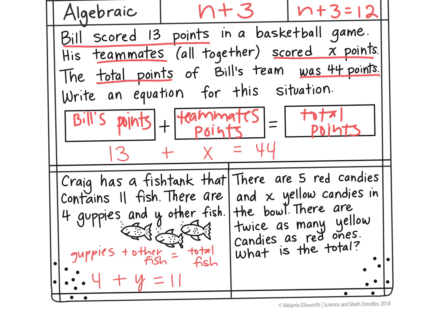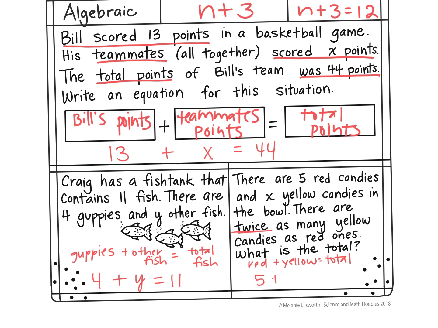There are 5 red candies and X yellow candies in the bowl. There are twice as many yellow candies as red ones. So what is the total? Okay, there's a key word in here that's super important that we talked about. Yep. What does that mean? Double, which means times 2, multiplied by 2. Okay, so I'm looking at red plus yellow is my total.